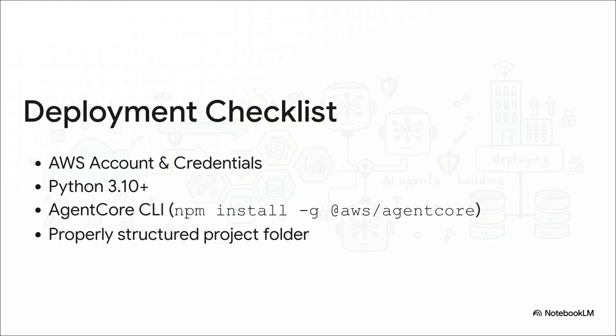Now, before you can hit that deploy button, you just need a few things in place. Think of it as a pre-flight checklist. You'll need an AWS account, of course, a modern version of Python, the AgentCore command line tool, and a properly set up project folder with your server script and a file listing its dependencies. It's just a simple checklist to make sure your deployment goes off without a hitch.